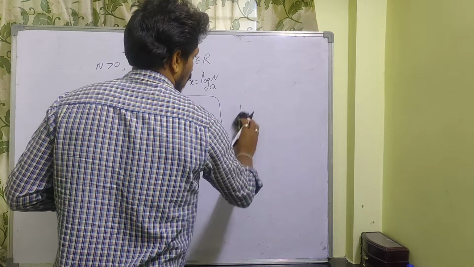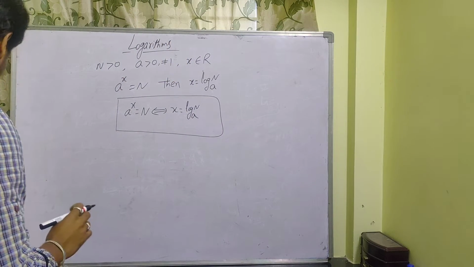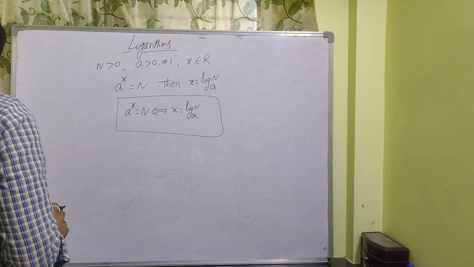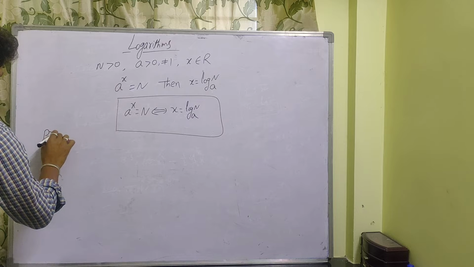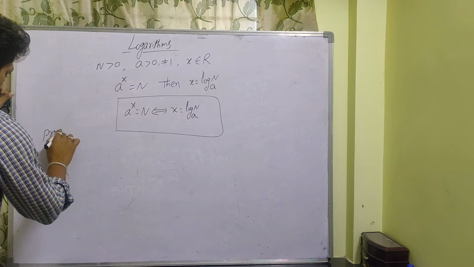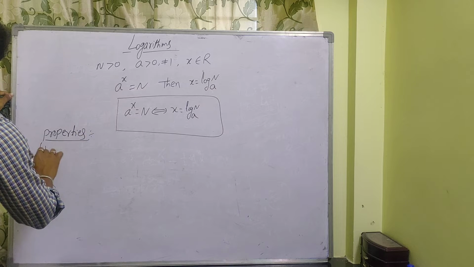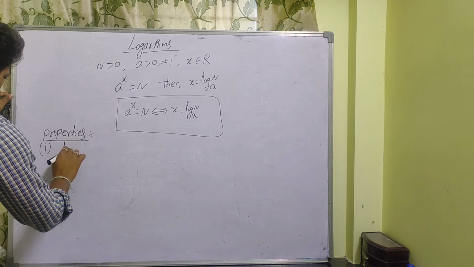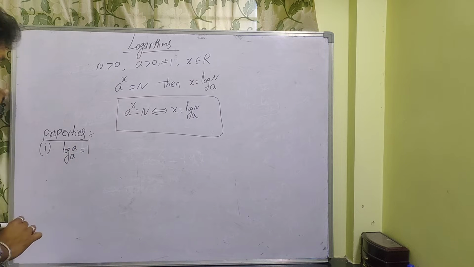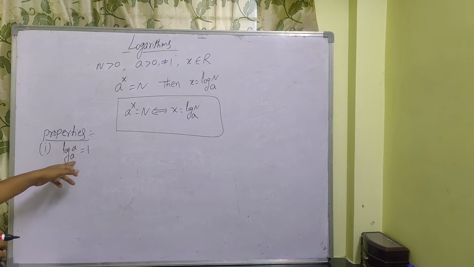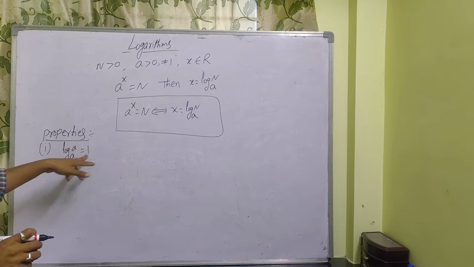So based on these logarithms, we have some properties. I will write all those properties here. First one is log a to the base a is equal to 1. Whenever you write log a to the base a, you just understand that because of this, a is always here.